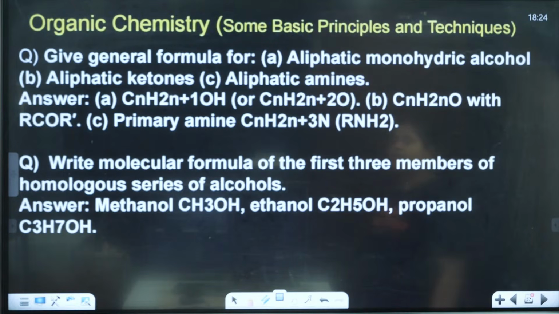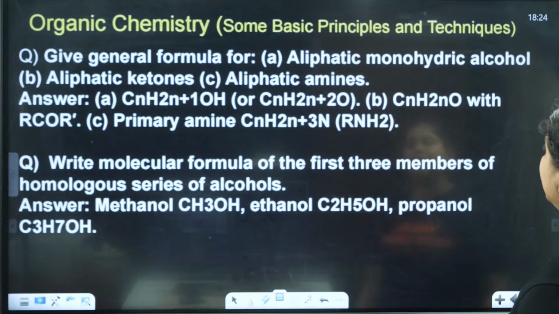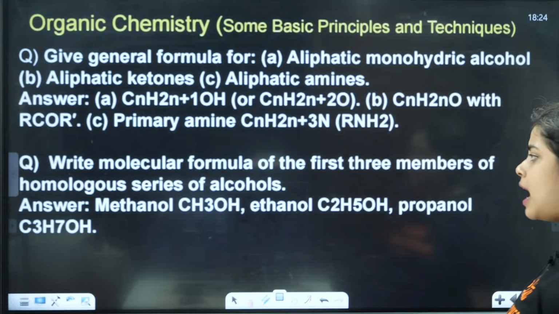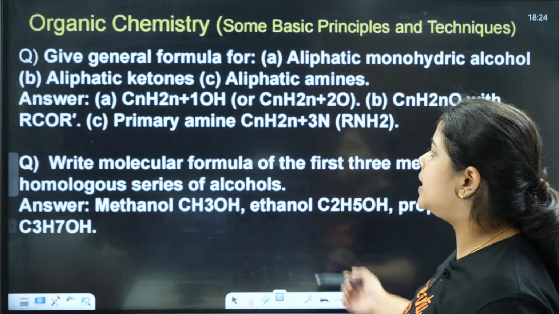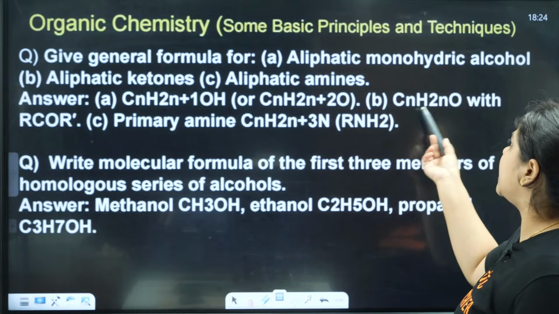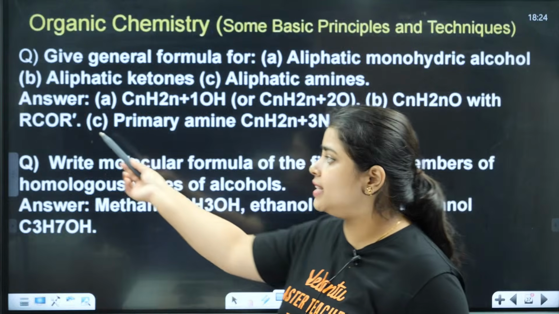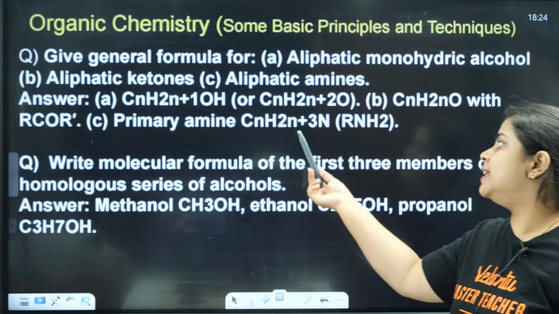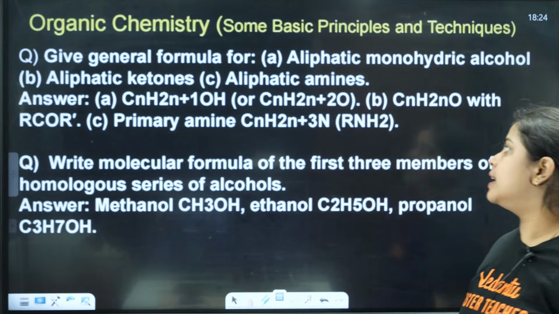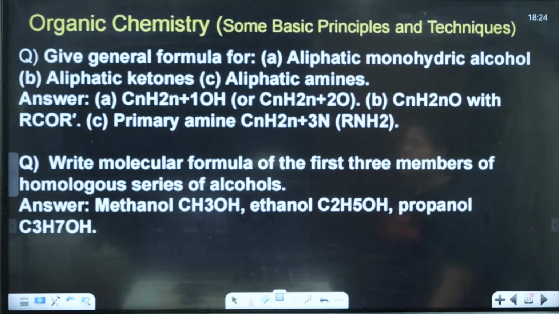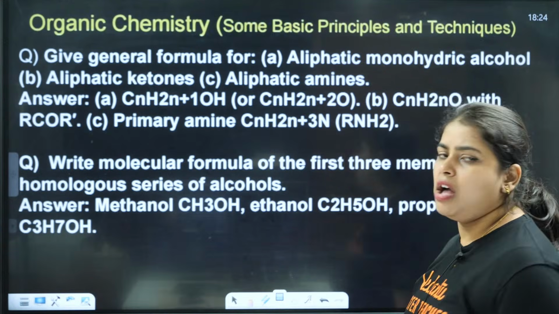Next, give a general formula for aliphatic monohydric alcohol, aliphatic ketones and aliphatic amines. So first one is what? CnH2n+1OH. Second is going to be what? CnH2nO, with RCOR', and primary amine like CnH2n+3N, that is RNH2. Clear?